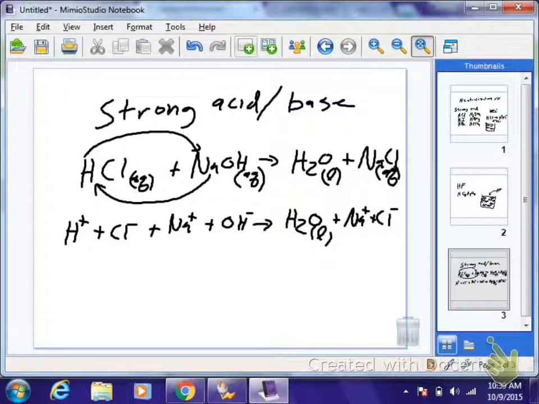So that is called the complete ionic. So we have the formula equation, or formula reaction. We have the complete ionic, and then we have the net ionic. Anybody want to tell me what the net ionic would be?